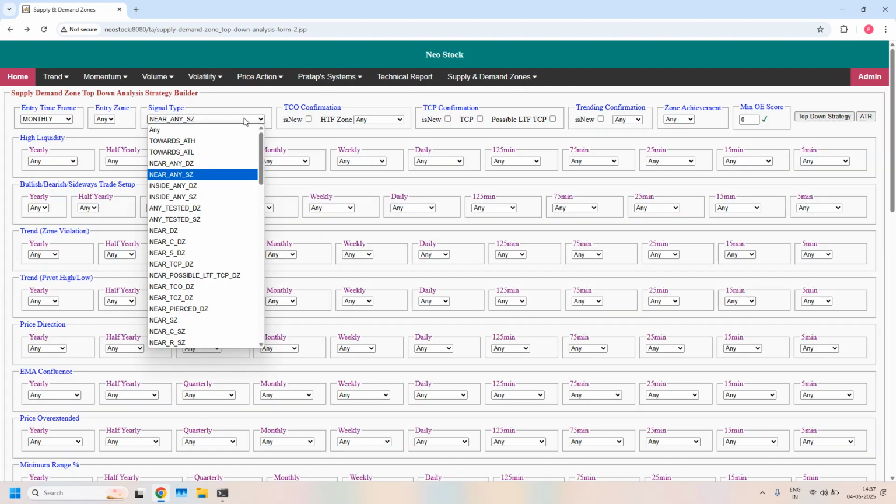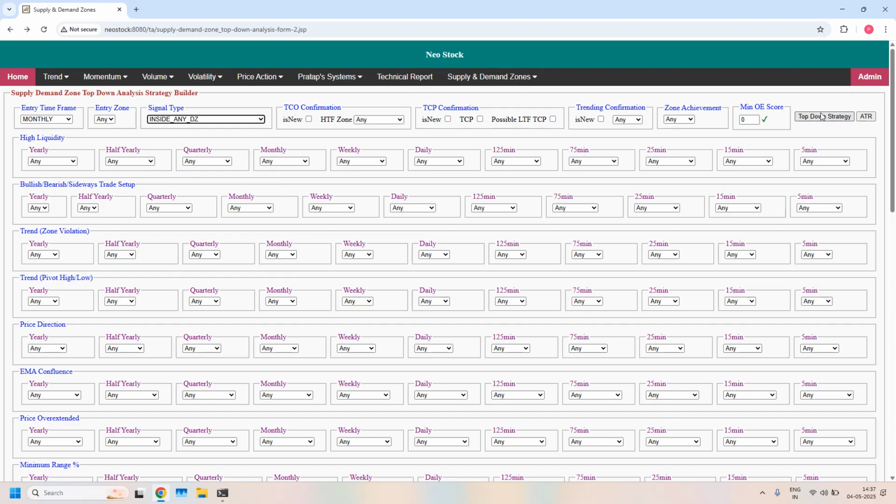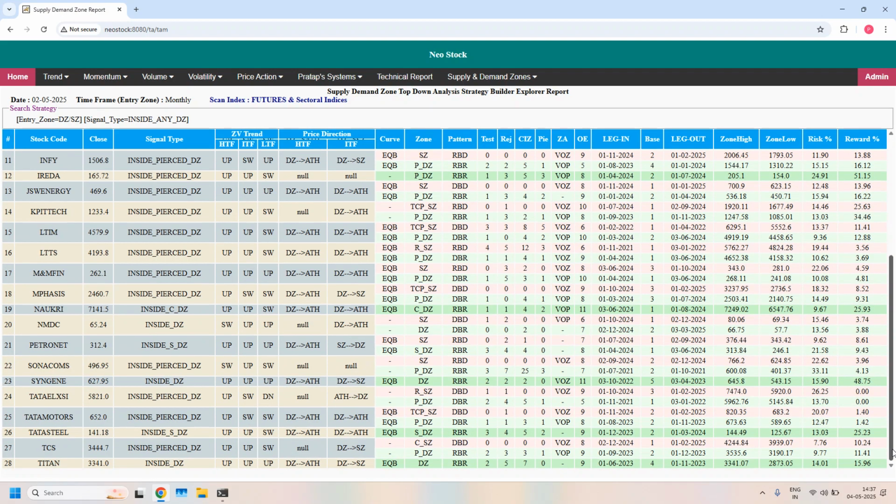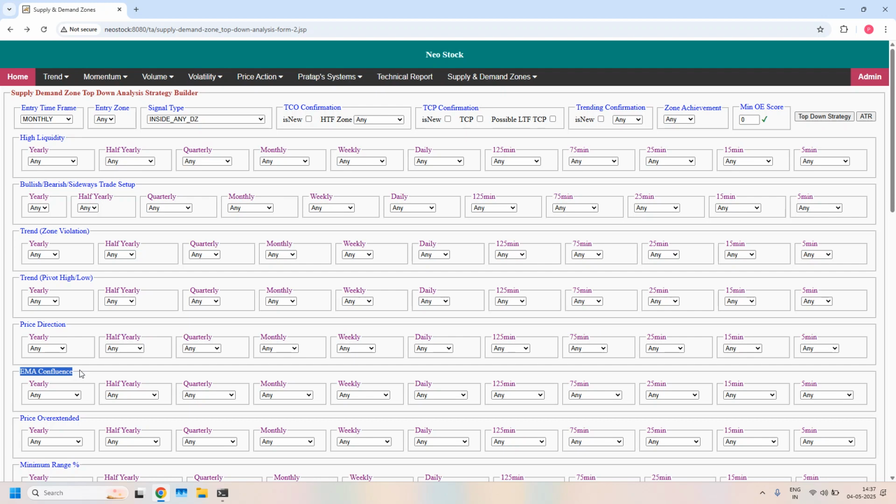Next, price closed inside the monthly demand zone. First 16 stocks in the list. Scrolling the list down. So total 28 stocks are filtered. We can further filter this list based on monthly demand zone having monthly EMA confluence.